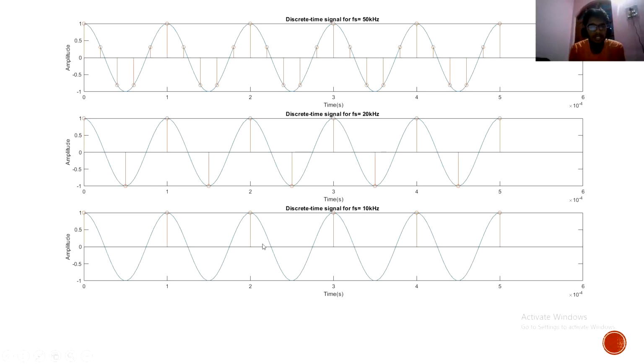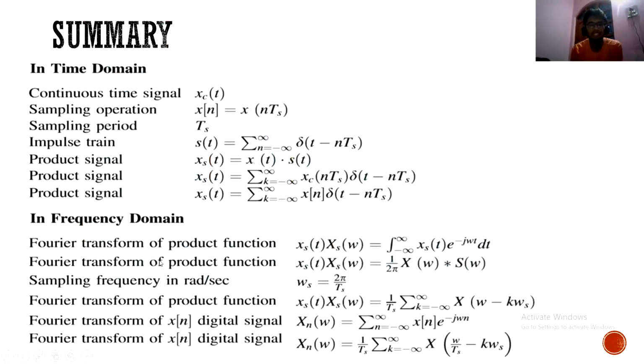Okay, now for the discrete signal at the frequency of 10 kHz, which violates our condition on the sampling frequency, we can see that it doesn't pass enough data, or the data is lost in the system.